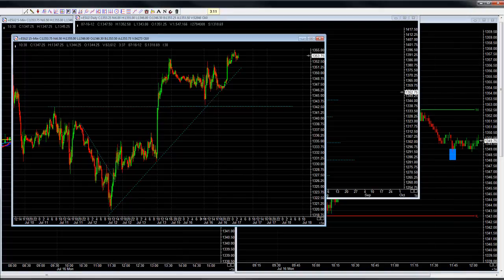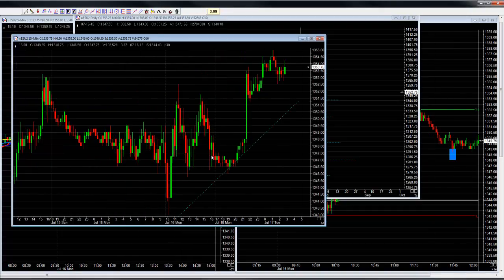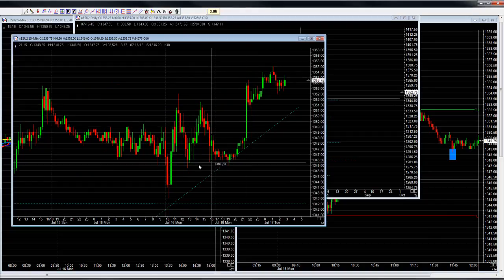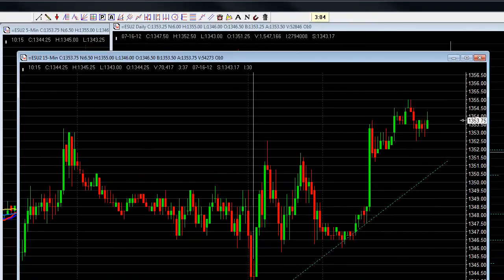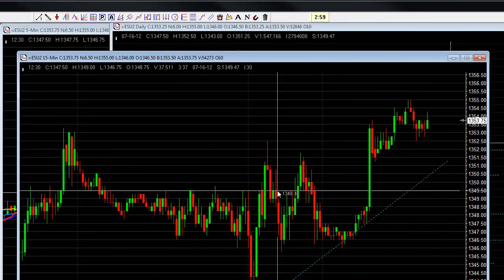But it became quite clear at the opening that this is potentially an area, here it is here, that we could come down and have a look at. This is the 15-minute chart, so we come down and have a look at it, and then once we bounce off that, we look at buyers up through here.